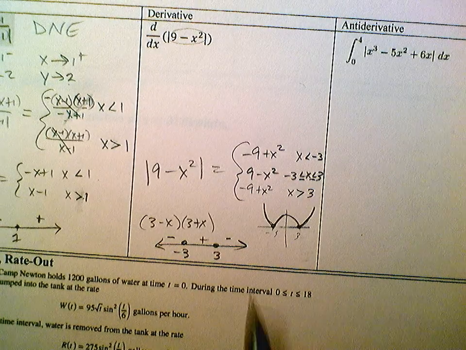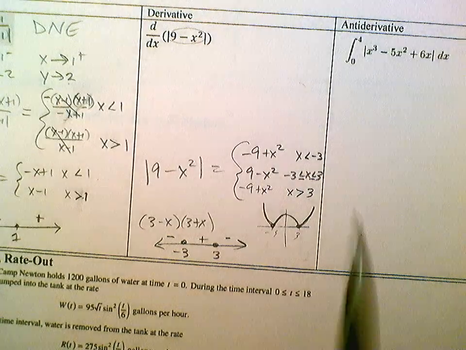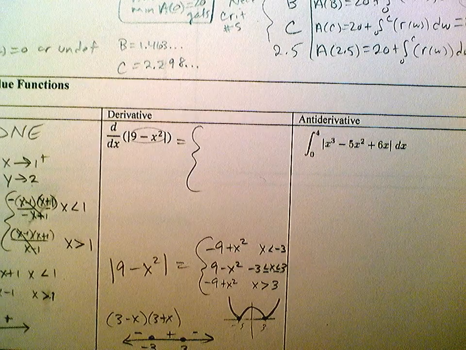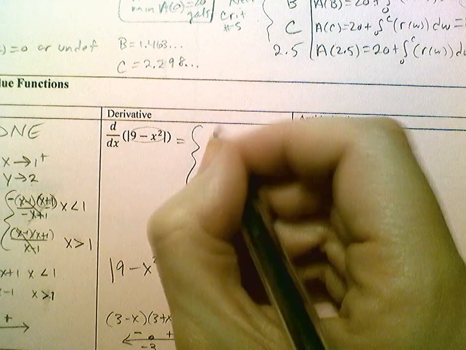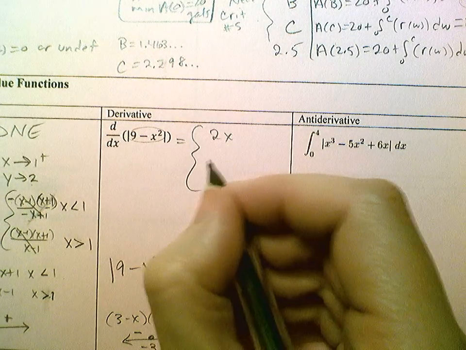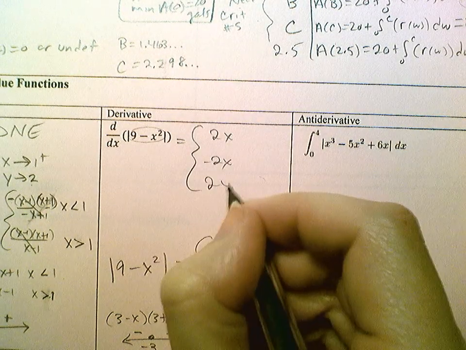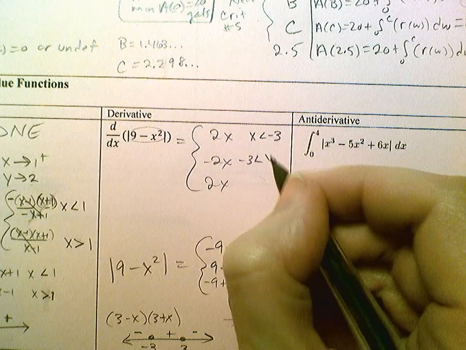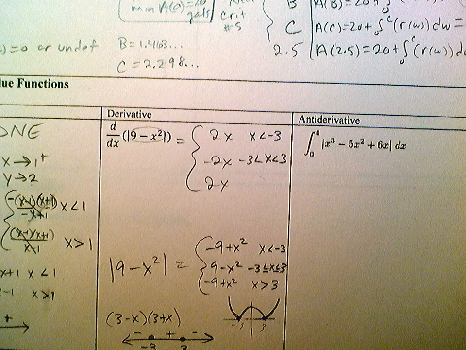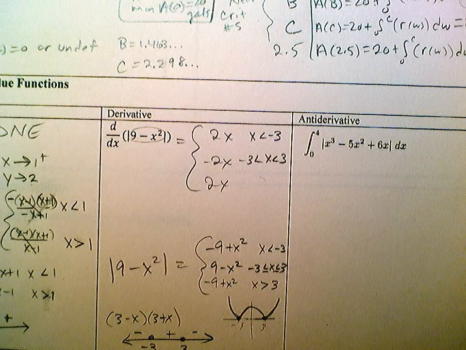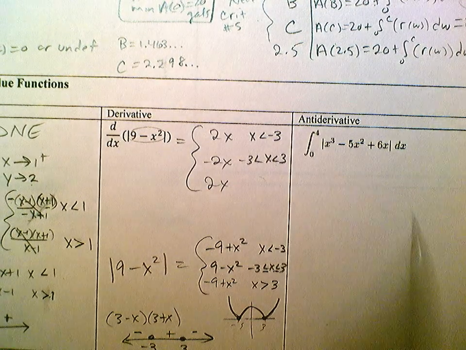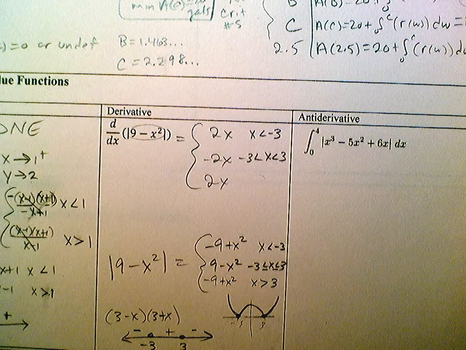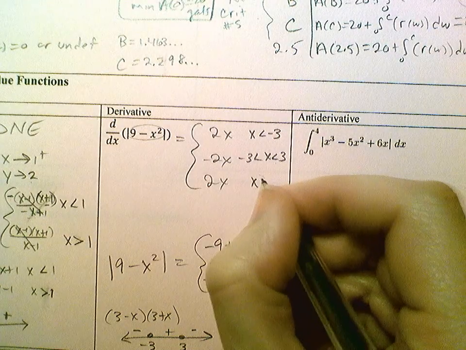Alrighty, so guys, the way that you take the derivative of a piecewise function is you just take the derivative of each part. So the derivative will be piecewise. The derivative of the top piece is 2x. The derivative of the middle piece is negative 2x. The bottom piece is 2x. This will be for x less than negative 3, this for negative 3 less than x less than 3, and then x greater than 3. Guys, I'm not including "or equal to" because, as we observe from the picture, the derivative doesn't exist at 3 and negative 3.